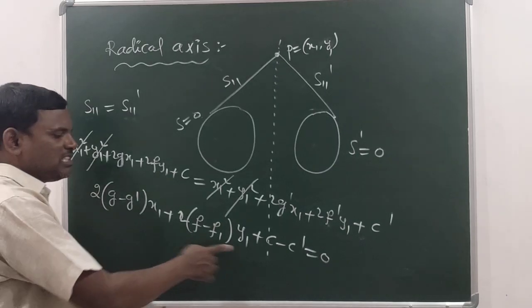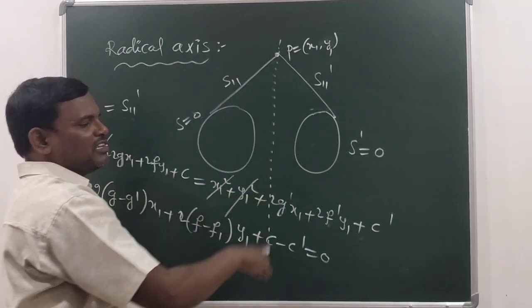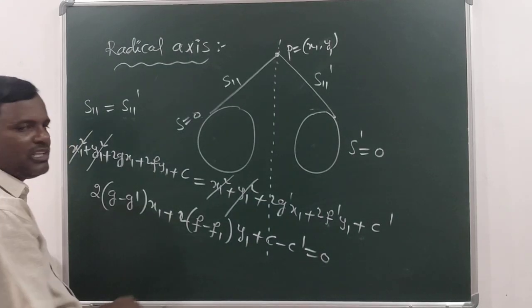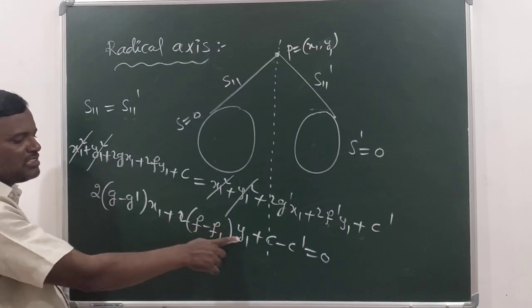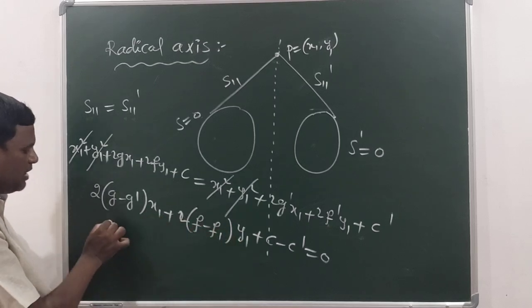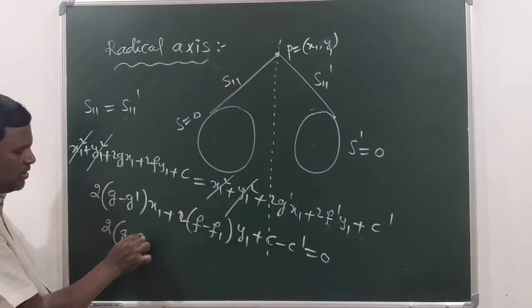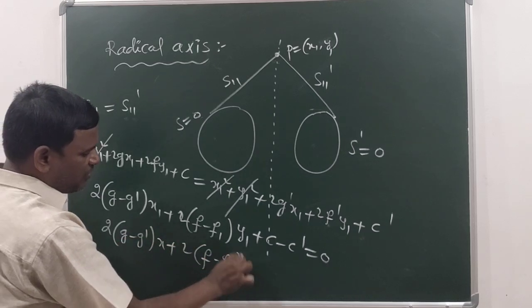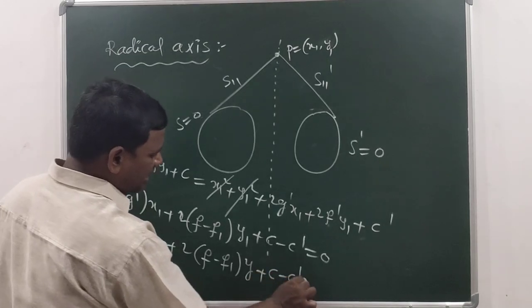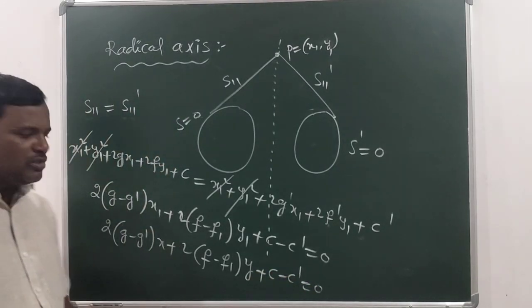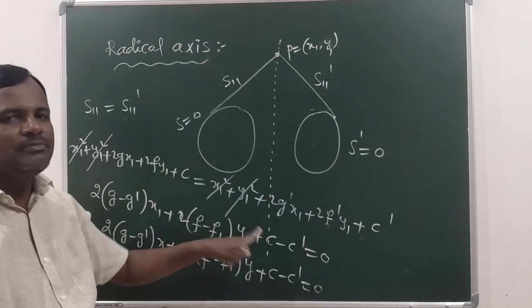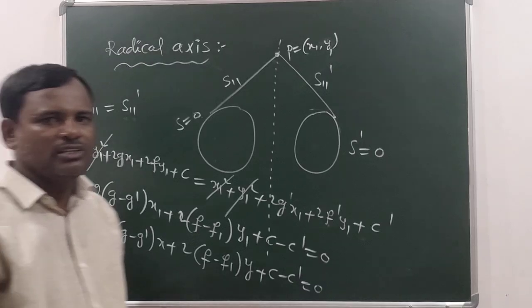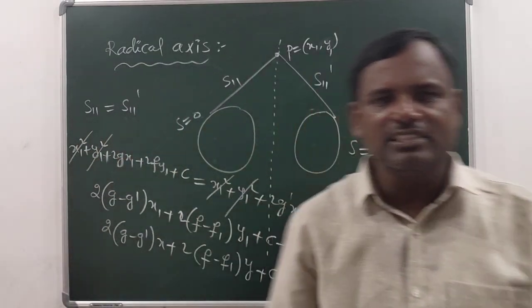Now this is the equation of this locus. In the final answer we must replace x1, y1 by x, y, so that you will get 2 into g minus g dash x plus 2 into f minus f dash y plus c minus c dash, which is equal to 0. So this is the equation of this radical axis. I hope you have understood this radical axis definition.